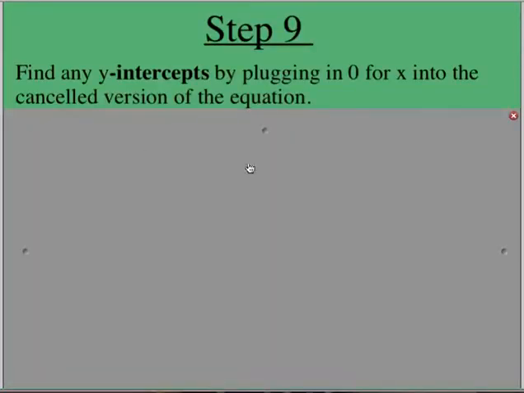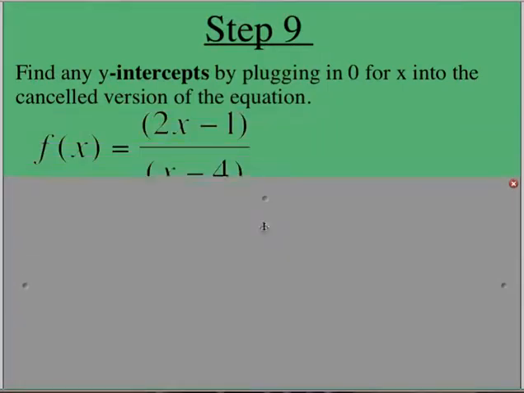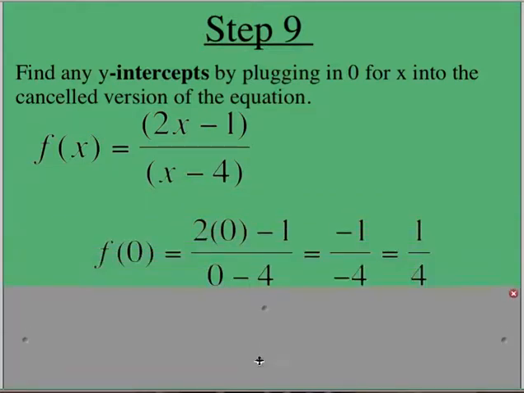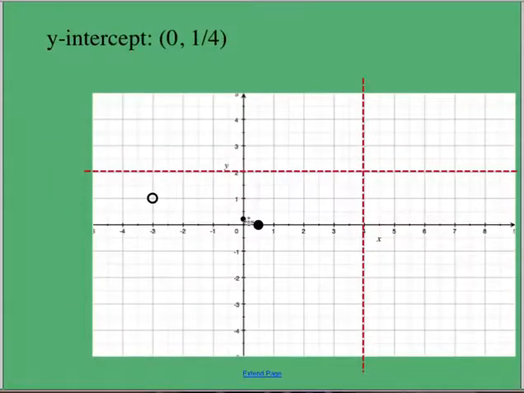The ninth step is to find the y-intercept. And you do this just by plugging in 0 for x into the entire canceled out version of the equation. So here's my 2x minus 1 over x minus 4. Plug in 0 for x. You're going to get -1 over -4, which reduces to 1/4. So therefore, I'm going to plot that on my graph. I have 1/4 right there on the y-axis for my y-intercept.